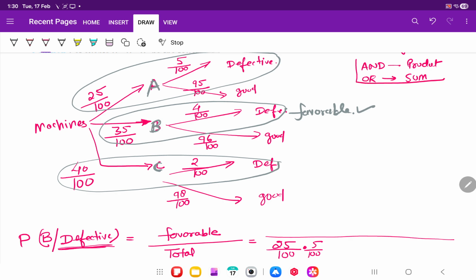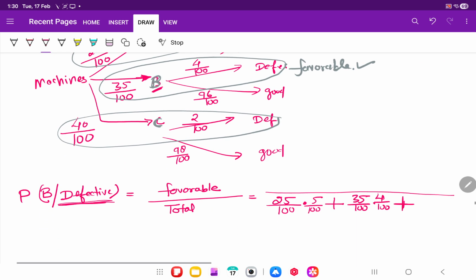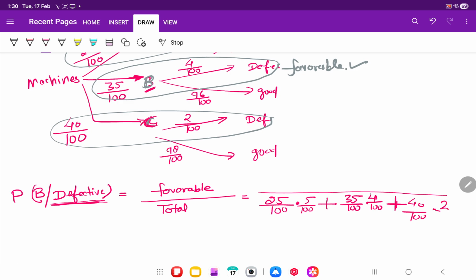Okay. Now they are saying or it is made by machine B. Here is machine B. So possibility is 35 by 100 and 4 by 100. Or means plus, or made by machine C, which is 40 by 100. Okay. And it is defective, which is 2 by 100. Out of that, which one is favorable? That it was made by machine B, which is 35 by 100 into 4 by 100. Okay? This is only favorable.